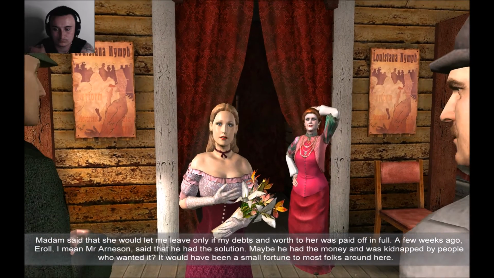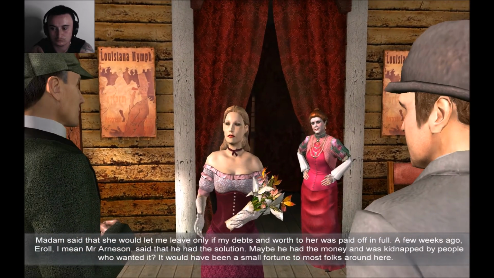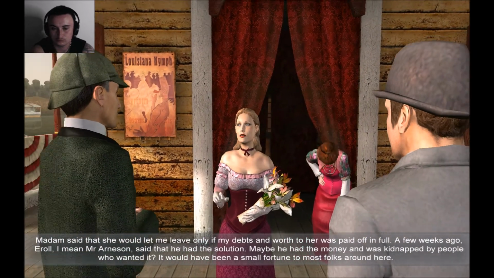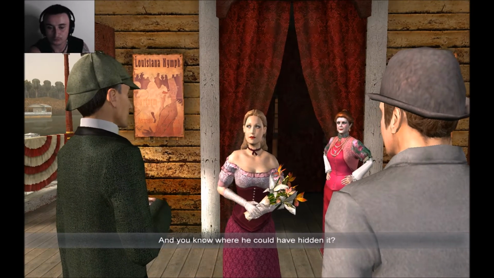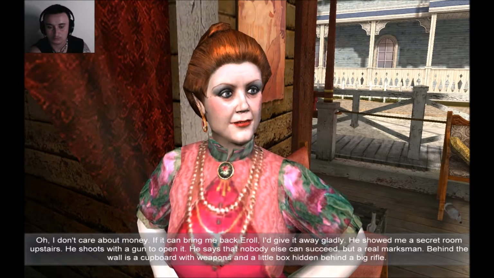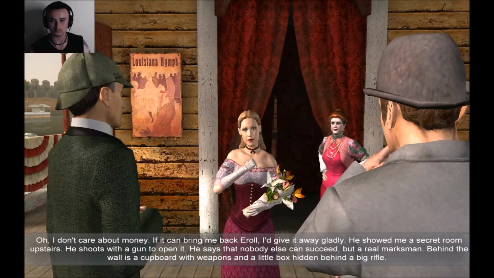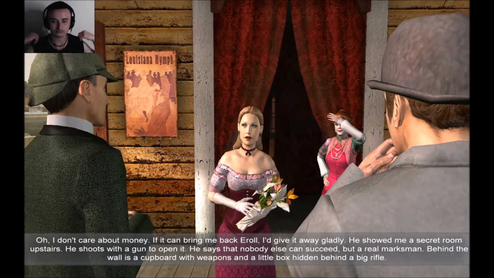Maybe he had the money and was kidnapped by people who wanted it. It would have been a small fortune to most folks around here. And you know where he could have hidden it? Oh, I don't care about the money. If it could bring me back Errol, I'd give it away gladly.